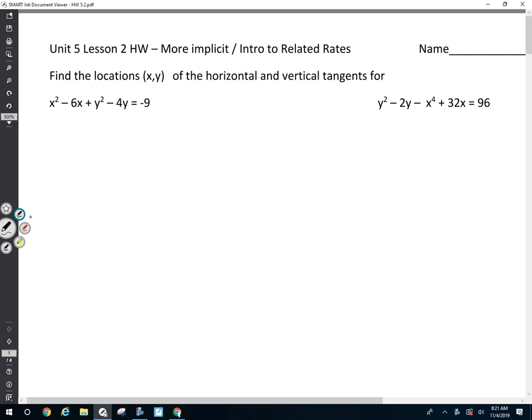All right, here's our homework 2 video. We're finding locations of horizontal and vertical tangents for these implicit curves. Remember when our derivative is equal to 0. So if a numerator equals 0, I'll have a horizontal tangent. Vertical tangents, when a derivative is undefined, or when there's a 0 in the denominator. We're going to go through the process of taking the derivative, finding dy dx, and then setting up equations to solve.